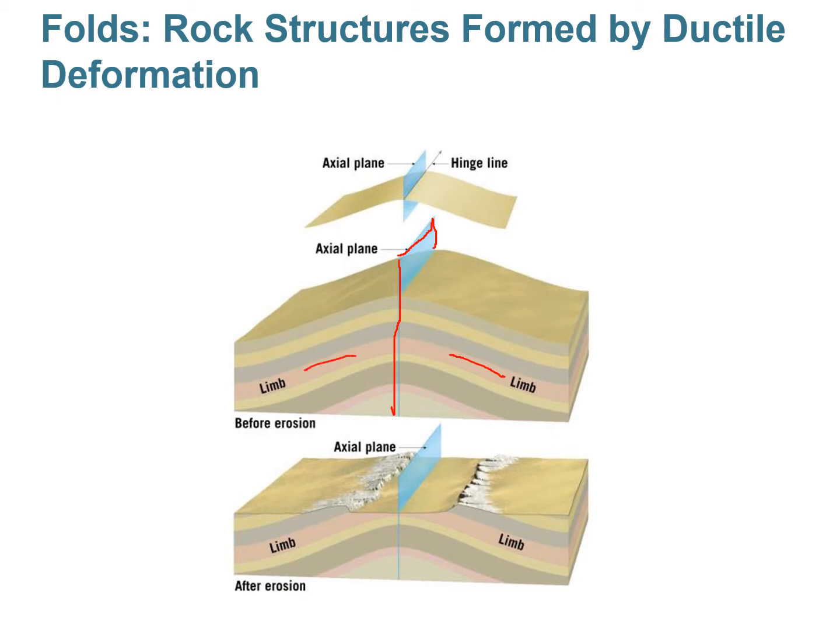And then this line here would be the hinge line. Okay, and typically when this compressive action occurs, then you'll have erosion, and see here, these would be exposed or outcropped rocks. And you can see they dip downwards into the earth.